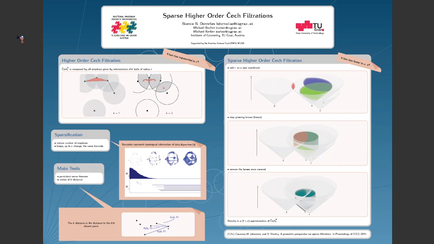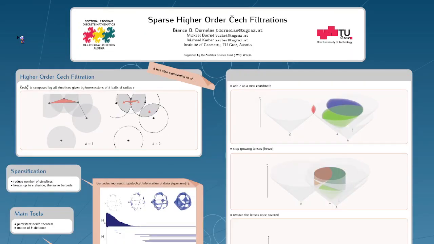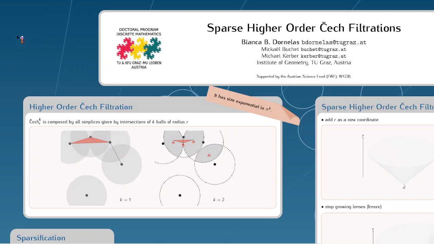And to start, we want to understand what is the higher-order Čech complex. So, in order 1, the multi-cover is the region covered by balls around a given set of points. At scale r, we look at the balls of radius r, and the region covered by them is the multi-cover. The nerve of this region, which is composed by adding vertices for each ball and edges whenever two balls intersect and so on, is going to be the Čech complex of order 1.